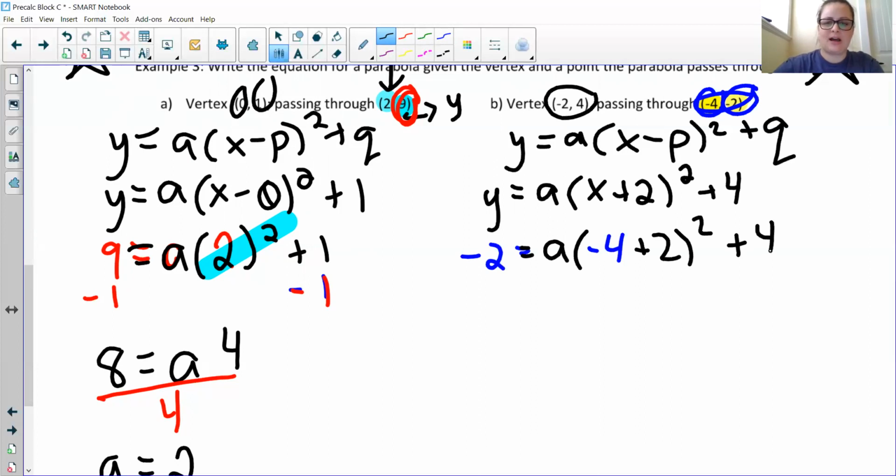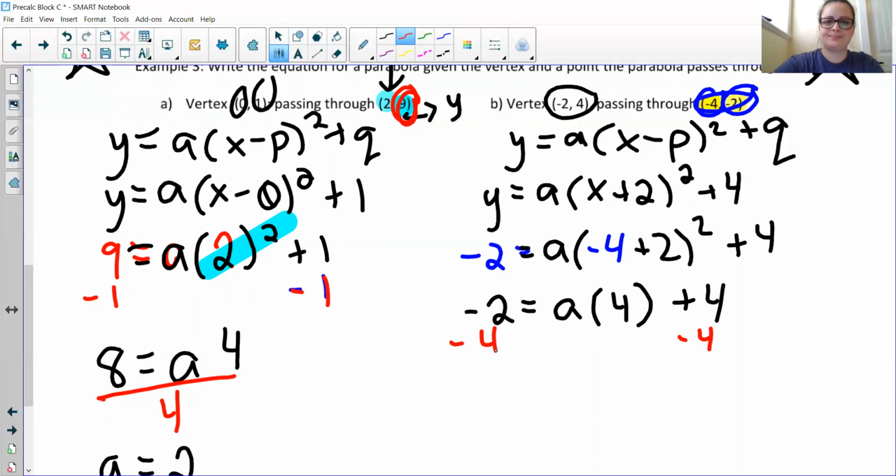And now we're going to simplify those brackets. We're going to get negative 2 equals a times negative 4 plus 2, which is negative 2. Negative 2 squared is 4, plus 4. Now that we've simplified as much as we can on the right side, we're going to use algebra to isolate a. So we're going to subtract 4 from both sides.